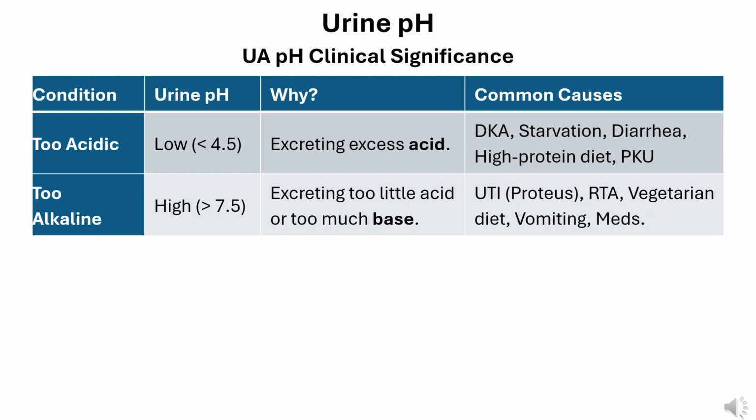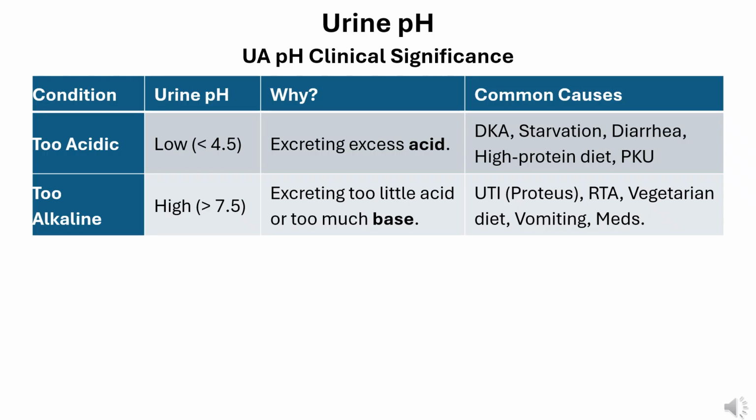acidic, more alkaline. Urinary tract infection, UTI, specifically with urea-splitting bacteria like Proteus or Klebsiella. These bacteria break down urea into ammonia, which makes the urine alkaline. Renal tubular acidosis, RTA, type 1. This is a paradox. Even though the patient has acidic blood, the kidneys cannot acidify the urine. The pH stays high, greater than 5.5, despite systemic acidosis.